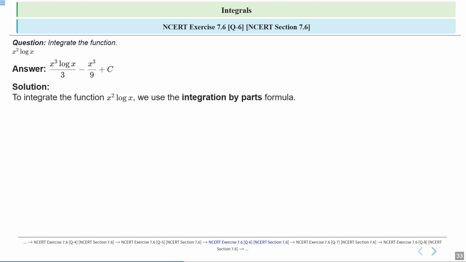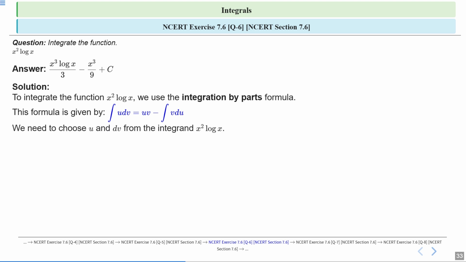Let's go to the detailed solution. We have to use the integration by parts formula. So we have to choose u and dv. To choose u and dv, we apply the ILATE rule. And according to the ILATE rule, logarithmic function comes first. So log x is taken as u and x square dx is taken as dv.